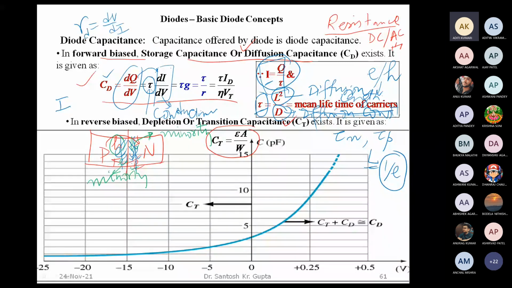Okay, so this RD we have defined earlier. So this is nothing but this RD. The D subscript here has been dropped for generality. So tau into G, where G is conductance, or R is dynamic resistance. So tau upon R we can write, and in place of dynamic resistance, we have seen that approximately we can write the dynamic resistance to be given by eta Vt upon Id plus I naught.